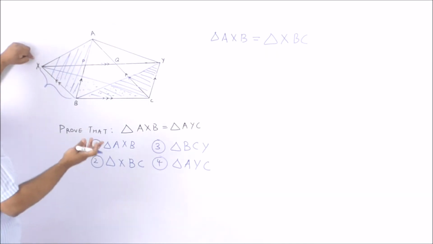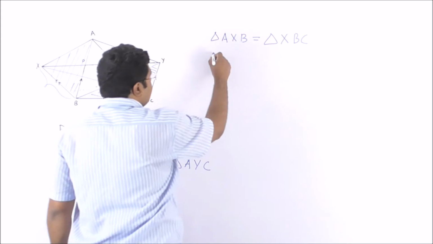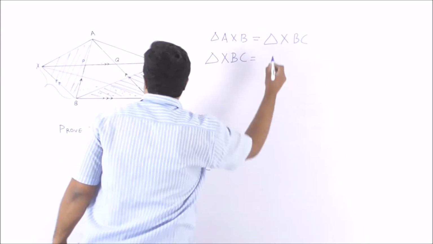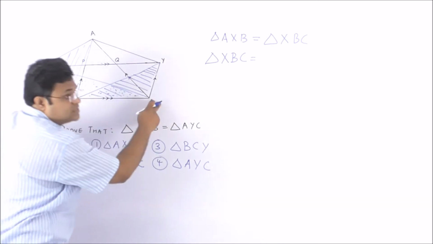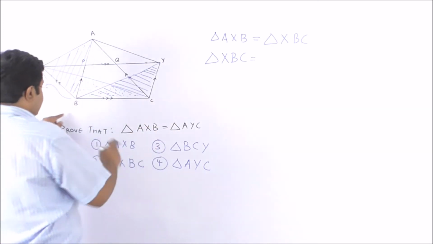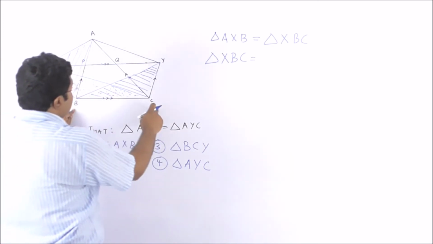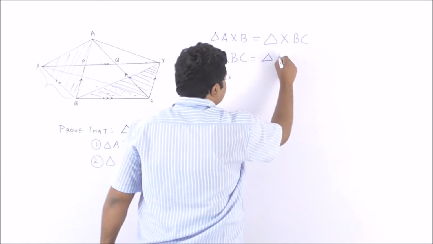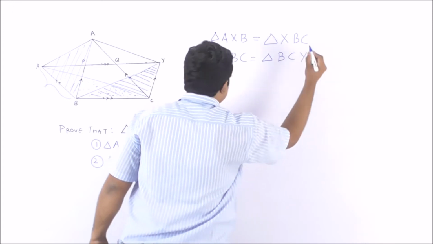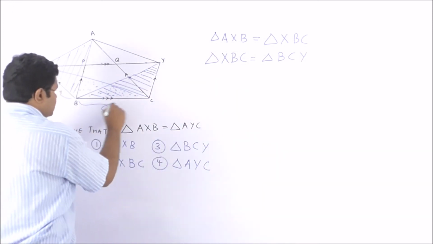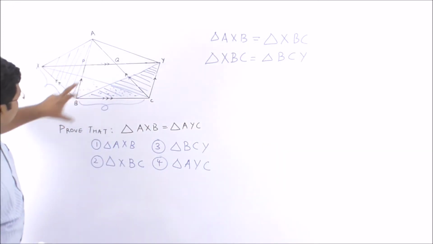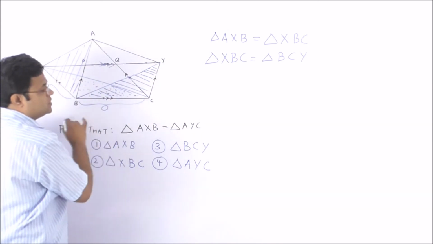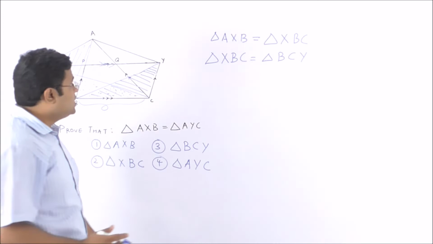So now the next triangle comes to play, that is triangle XBC. This triangle XBC is equal in area to triangle BCY. They have the same base BC and they are also lying between the same parallels XY and BC. You have to think of this.